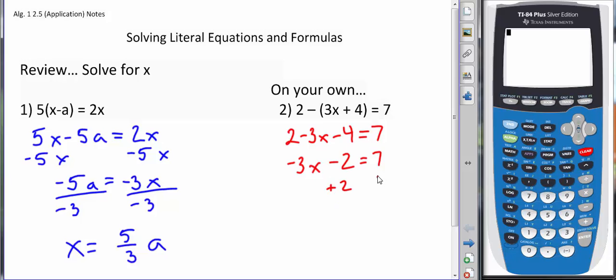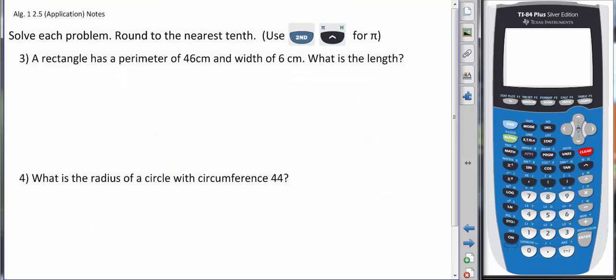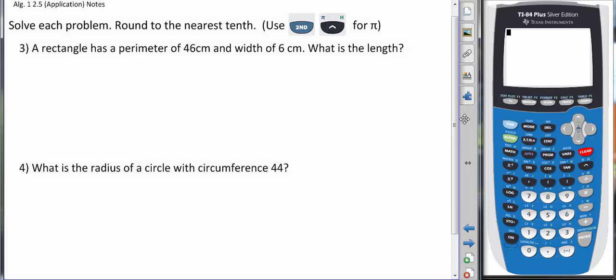We'll add 2 to each side. And then, of course, divide by negative 3. And x then would be negative 3. All right, so that's your review on a little bit of problem solving. I'm not sure I'd really necessarily call these literal equations, especially the second one, but we're using the same processes. All right, so we're going to do some problem solving, some application work.